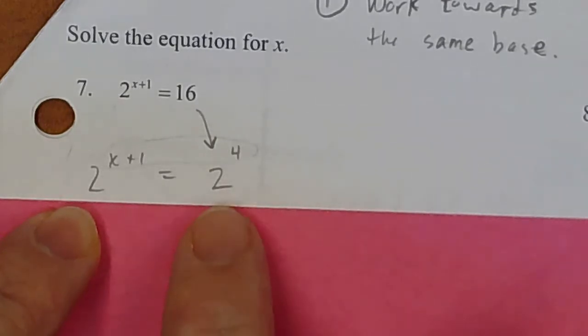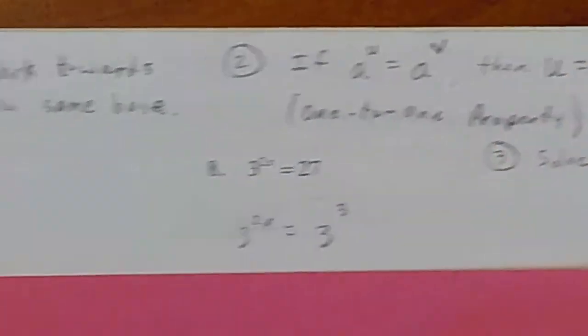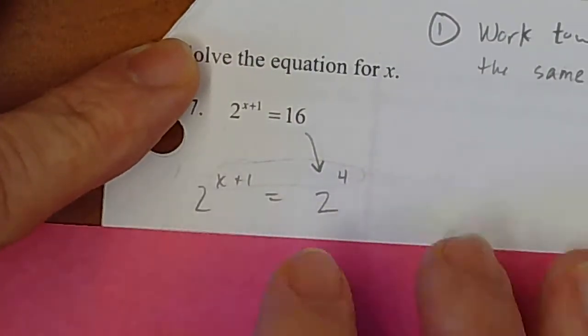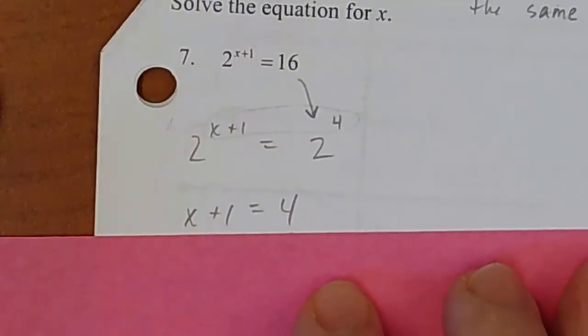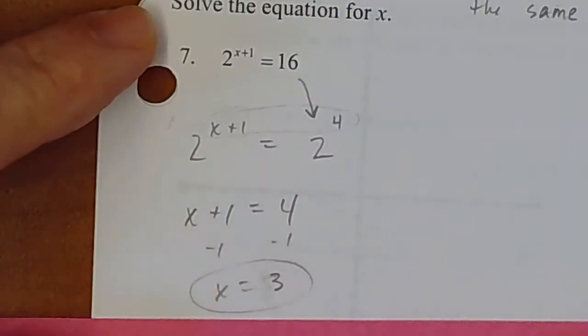All right, so now I'm on to step 2. I can apply the one-to-one property. The bases are the same, so now I'm going to set u equal to v. That's why I lightly circled this to show you. We're going to take x plus 1 and set it equal to 4. And now solving the resulting equation is the last step. So we get 3.